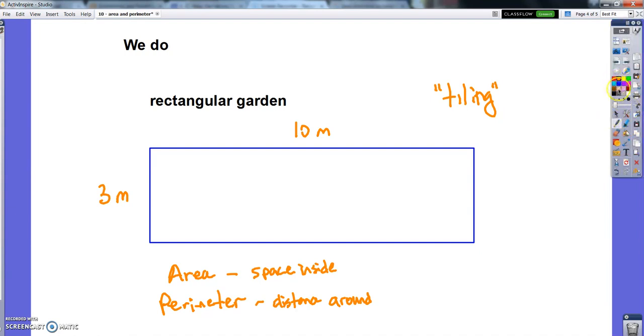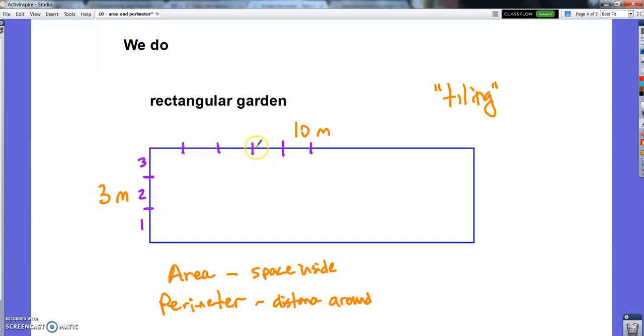So this is 3 meters, so I'm going to split this into 3 meter sticks. 1, 2, 3 to show my 3 meters. And this is 10 meters, so I'm going to split it into 10 meter sticks. So my 5th one's going to be here. 1, 2, 3, 4, 5. 1, 2, 3, 4, 5. Right, good. And 1, 2, 3, 4, 5, 6, 7, 8, 9, 10.